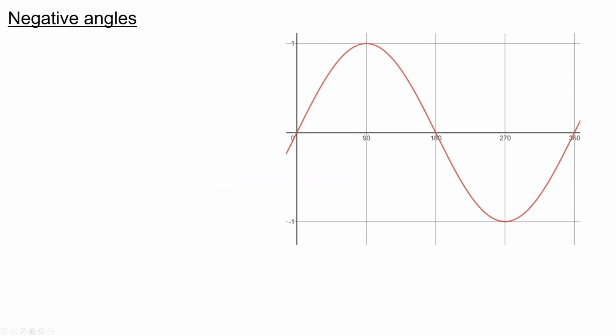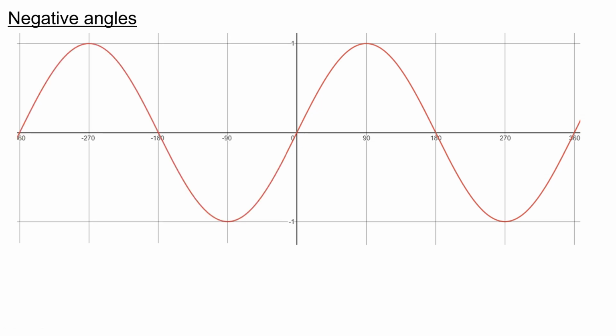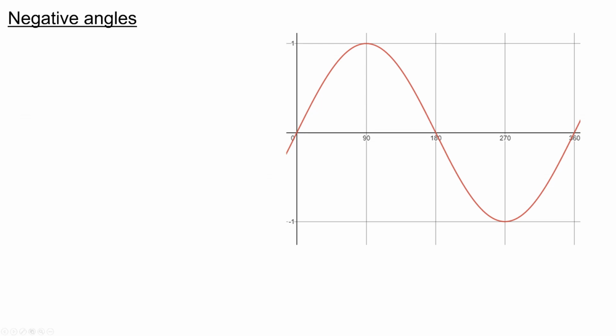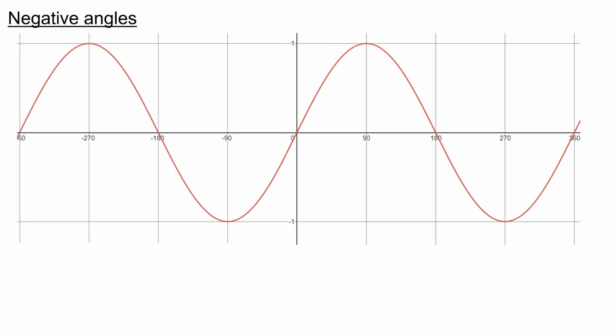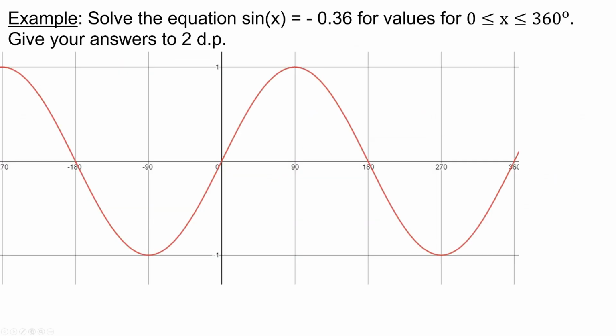You might also have negative angles. This is to do with the opposite direction. So if you draw a unit circle, then anti-clockwise is seen as positive and clockwise is seen as negative. This is where negative angles come in. So here on the right, we can see our sine curve as we've sketched it before. But we can also carry on the graph for negative angles, as shown. And the graph will carry on. It repeats every 360 degrees.